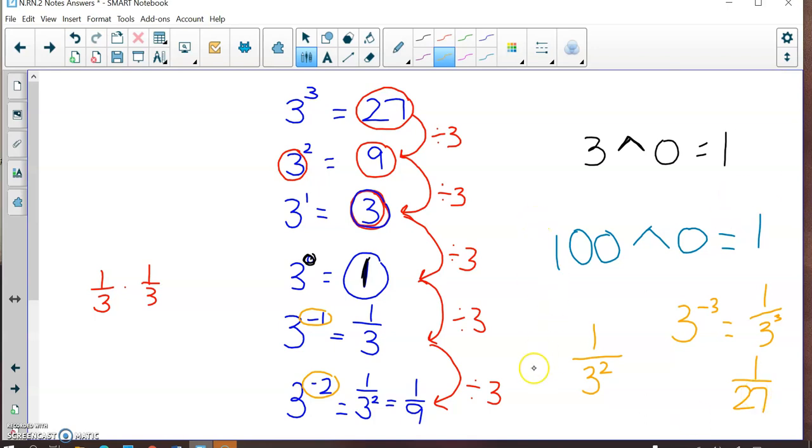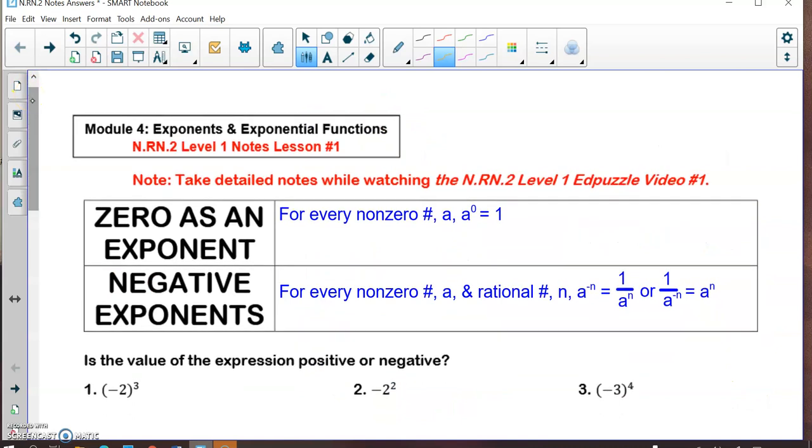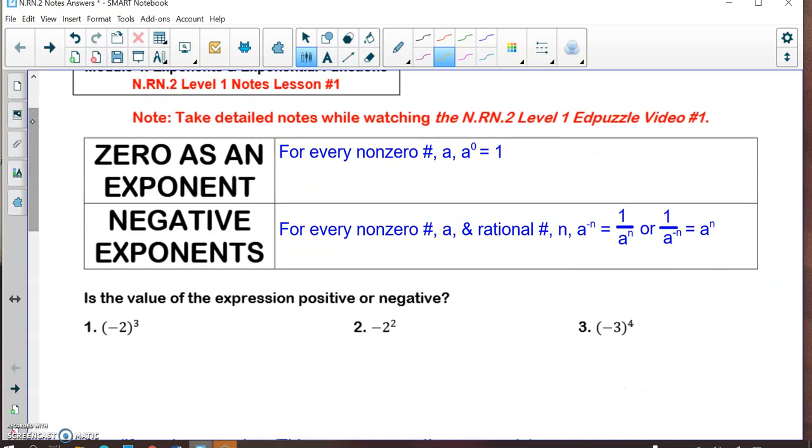So exponents are all about patterns, and hopefully you learned a little bit about exponents just by that simple example. So 0 as an exponent, you can write down for every non-zero number a: if we take a to the 0th power, we should wind up with a value of 1.